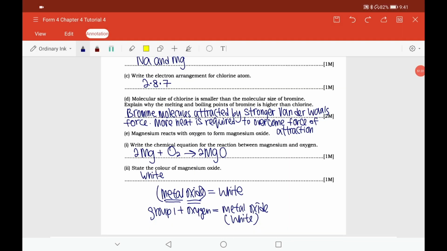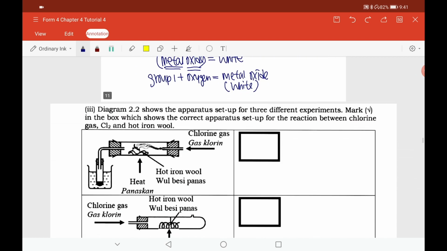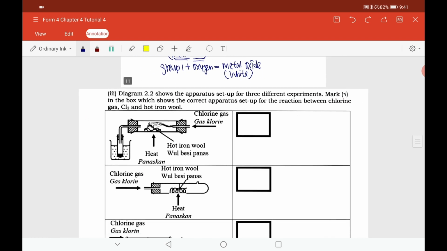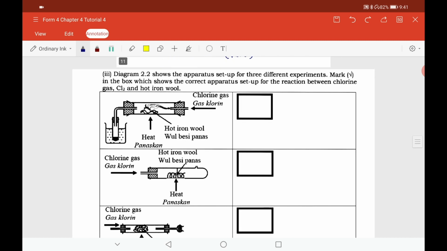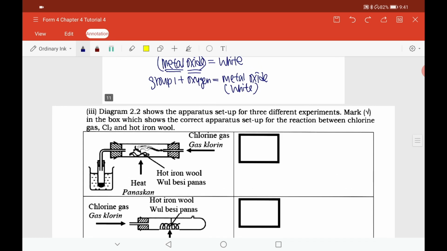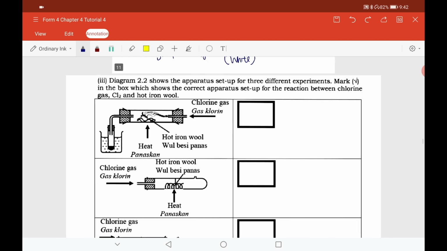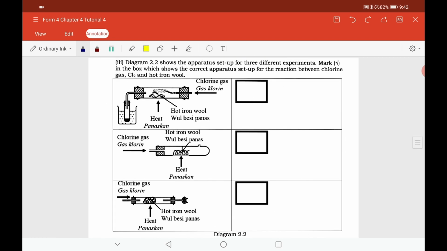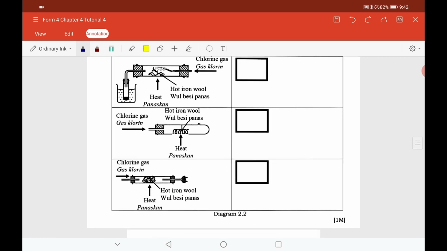Okay, so now we will continue a little bit more with the next question. This is another past year question. The question says that diagram 2.2 shows the apparatus for 3 different experiments. We need to tick the correct apparatus for the reaction between chlorine and hot iron wool. How are we going to do it? Among these 3 diagrams, which one is correct? I would say it's the last one.